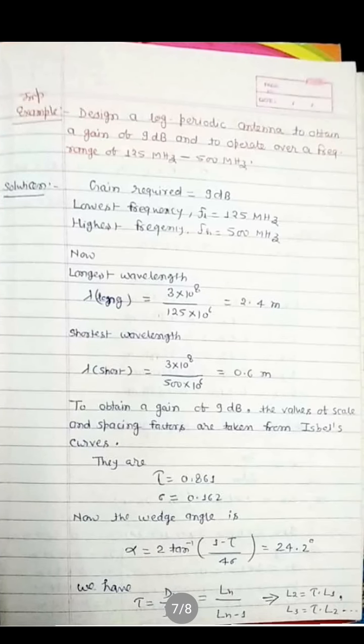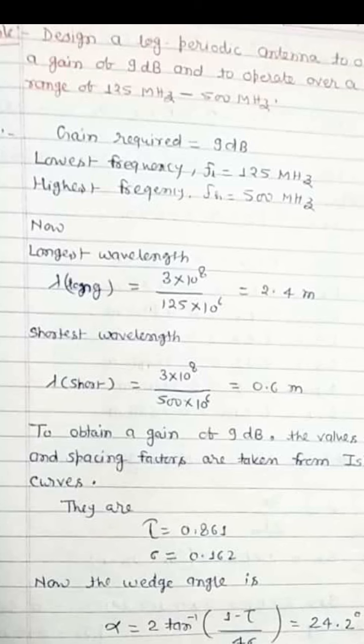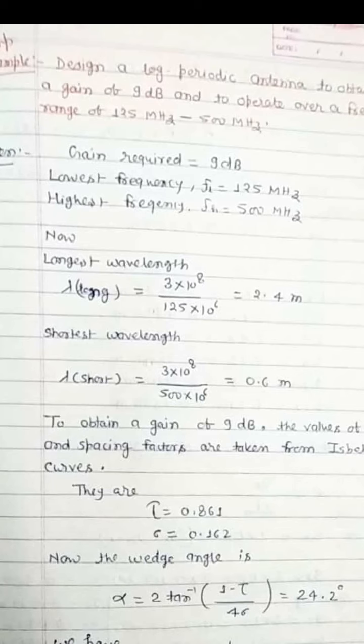Now you may see one numerical based on the log periodic antenna. Design a log periodic antenna to obtain a gain of 9 dB and to operate over a frequency range of 125 megahertz to 500 megahertz. So here we require the gain, that is 9 dB, the lowest frequency given, that is 125 megahertz, and the highest frequency, that is 500 megahertz. We know the relation: if the frequency is highest, then we can find the shortest wavelength, and if the frequency is lowest, then we can find the longest wavelength.